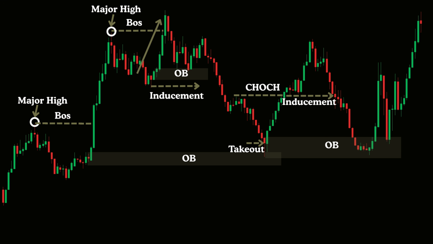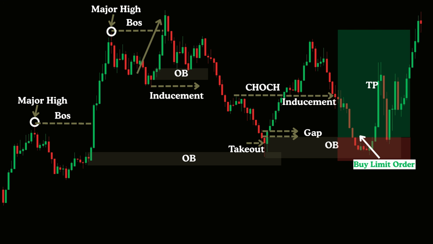In this scenario, this red bearish candle, the last one before a significant bullish drive, becomes our new focus. It sweeps liquidity and is followed by a clear imbalance. Therefore, this candle is a valid order block. If price revisits this level, it could present a strong long entry opportunity.